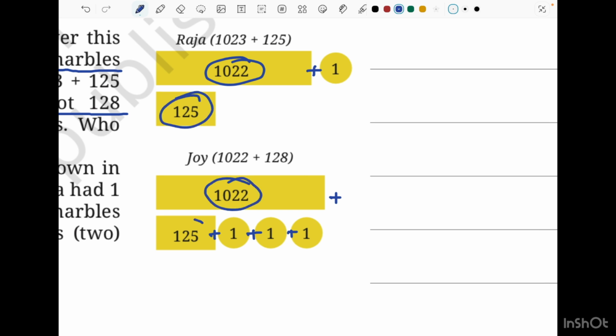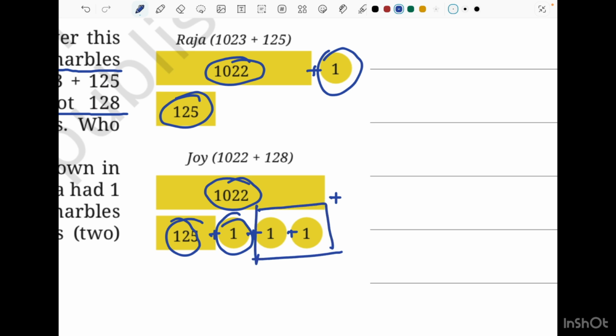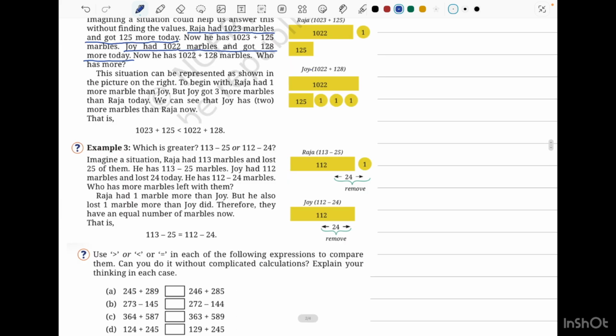Now here 125 is there and here also 125. So here 1 and here 3, so the remaining 2 is left in Joy. So Joy has more marbles. So we get the expression 1023 plus 125, which is less than the expression 1022 plus 128.